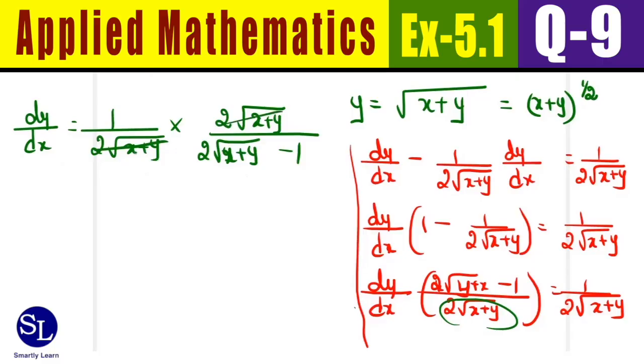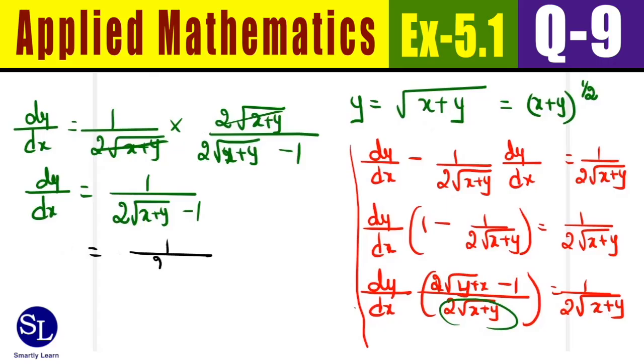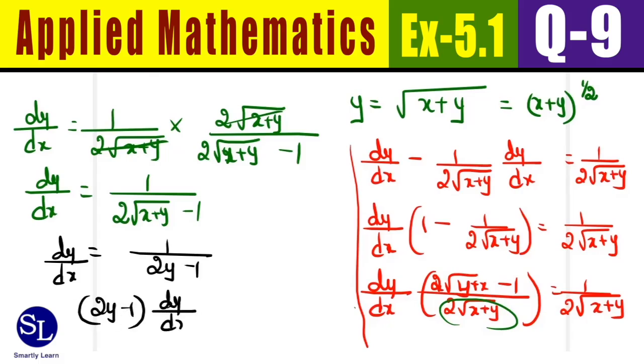I can simply strike that out. So this is 1 divided by 2 into root of x plus y minus 1. This is dy by dx. Now we know that root of x plus y is y. So I'm rewriting this as 1 divided by (2y minus 1) is dy by dx. I'm going to take this 2y minus 1 to the left side because that's how we're going to prove it. So (2y minus 1) into dy by dx is equal to 1, and that's what we proved.